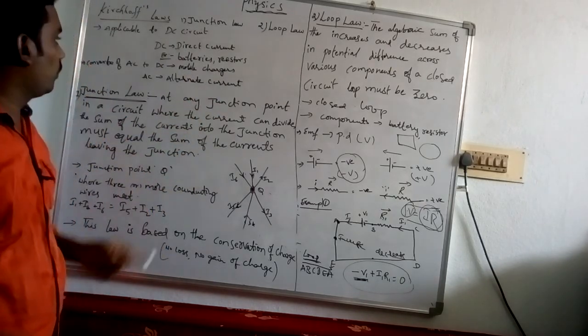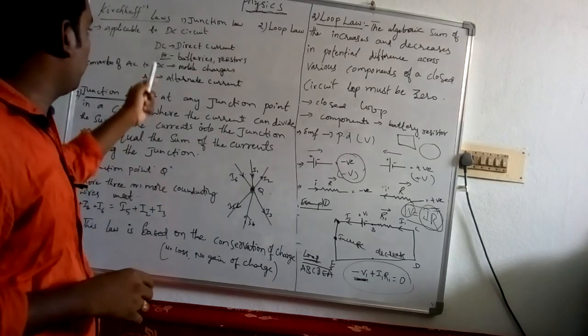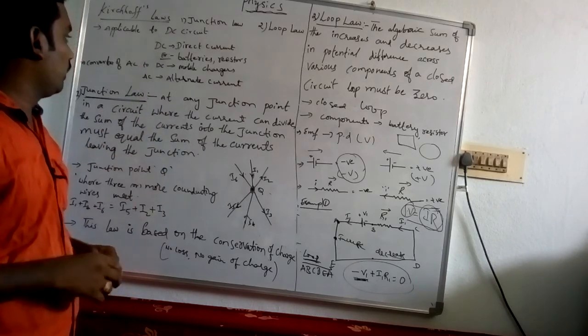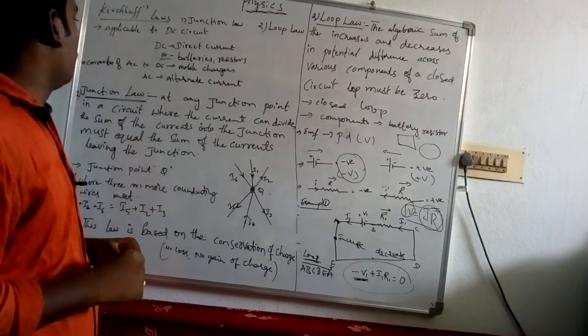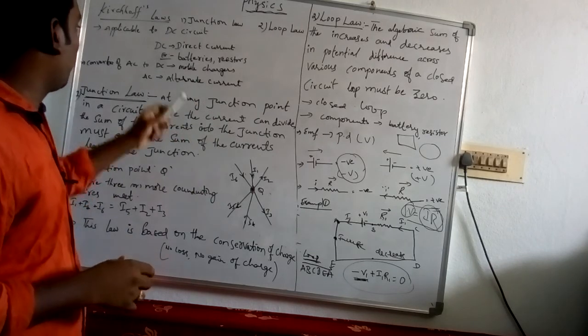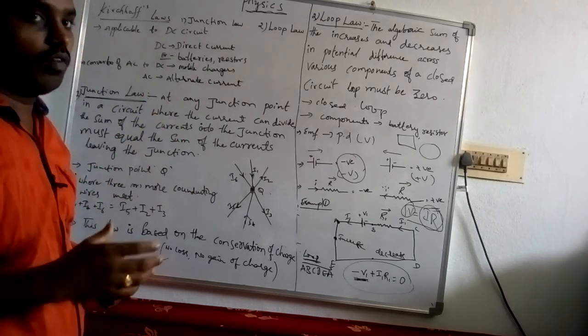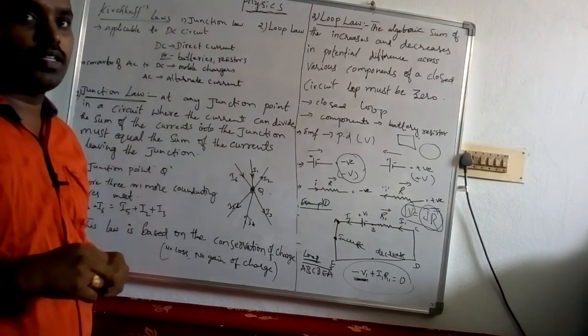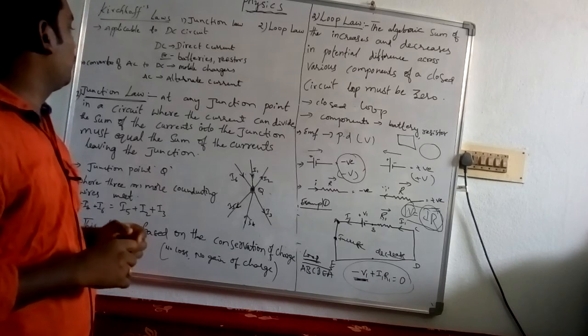Okay, next, we have two types of current actually. What is DC? DC means direct current. We also have alternating current. How will we get DC current? DC current will be obtained from AC current. AC means alternating current, and alternating current is converted into DC current. For example, mobile chargers convert the alternating current into DC current.